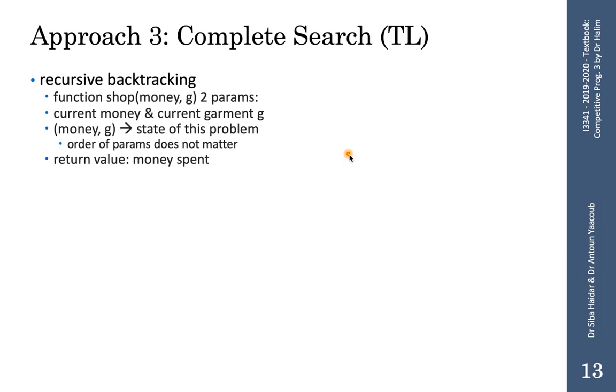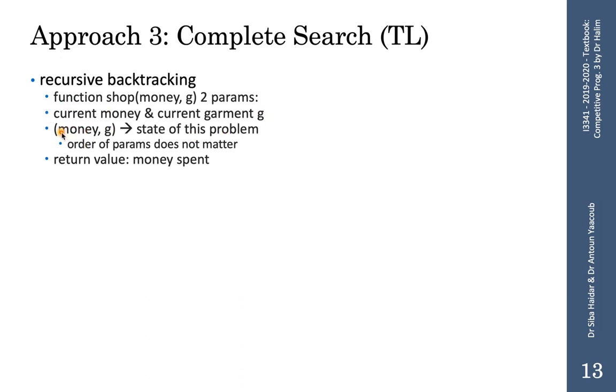Let us consider the third solution, which is the complete search paradigm. And let us say we will use recursive backtracking. Let us model the problem as a function shop, which takes two parameters: how much money I have and which garment I have to buy. Money and garment represent the current amount of money and the current garment I am dealing with.